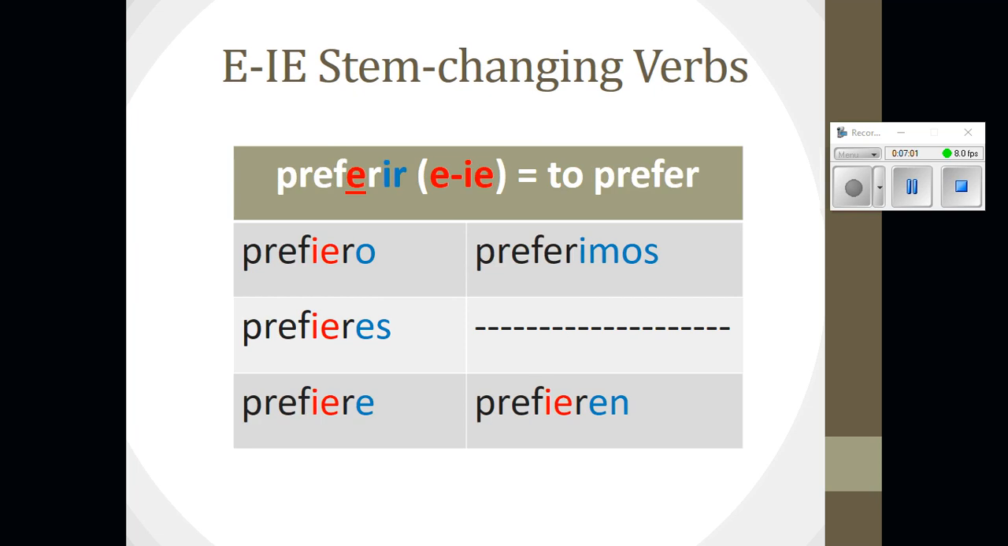I do want to show you one more example, this one being an IR verb. Notice there are IR verb endings, which are a little different here. Notice nosotros has IMOS instead of EMOS, but the rest of the endings do match ER verbs as well. And notice here that the E has changed to IE in all of these forms that you can draw the boot or shoe around, okay? And also this is one of the verbs that actually has two E's in the stem. Make sure that you change the one that is closest to the ending without being part of it.